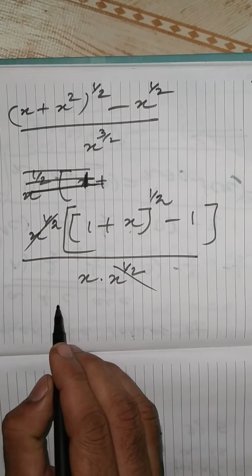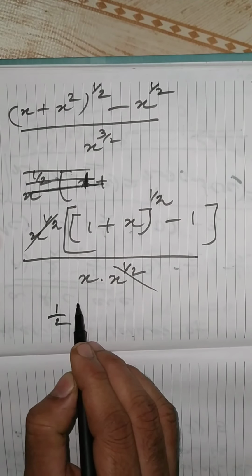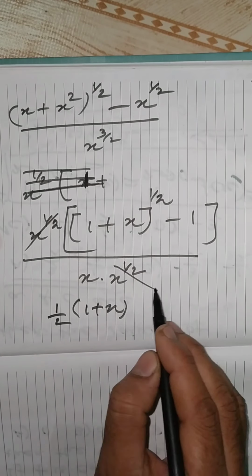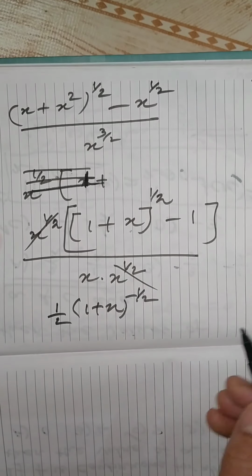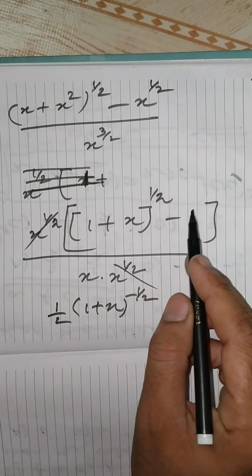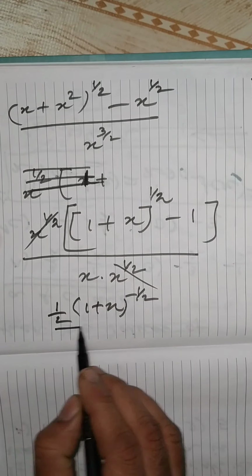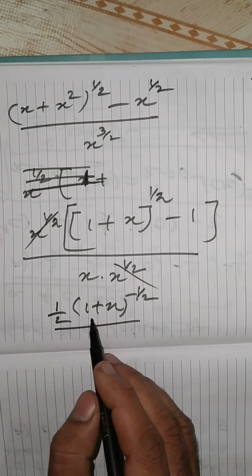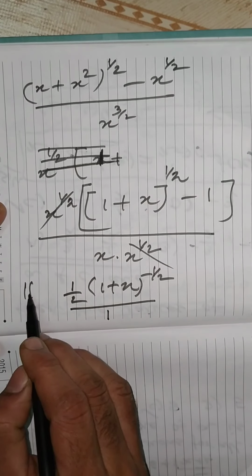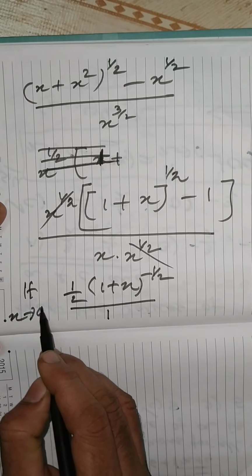So what we are getting, differentiate the numerator: 1 by 2 (1 plus x) power 1 by 2 minus 1, that is we are getting the minus 1 by 2. We know very well, everyone knows this. Then this constant becomes 0. What about the denominator? x differentiate, we are getting 1. Now apply the limit, that is x to 0 plus.